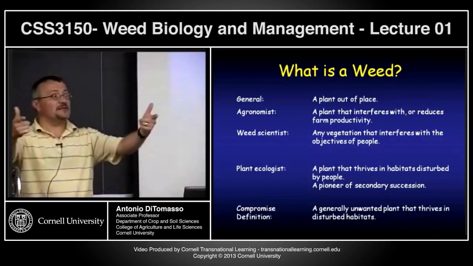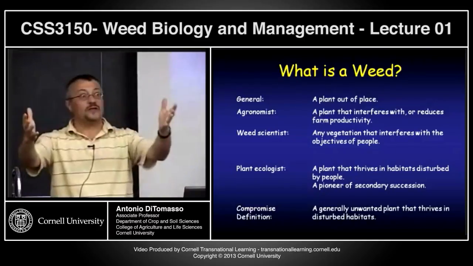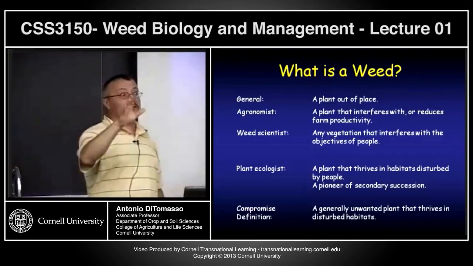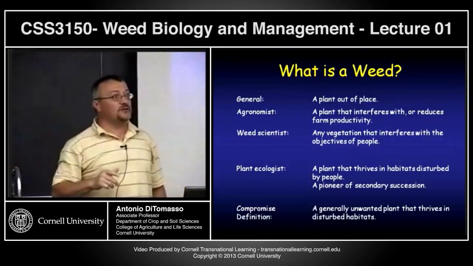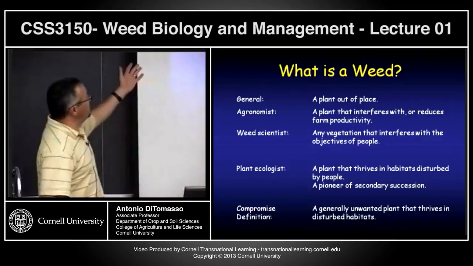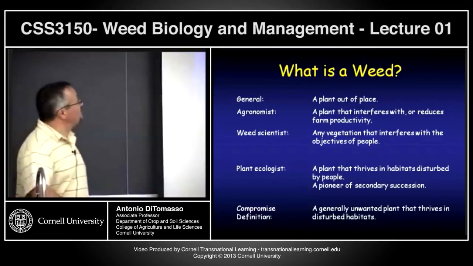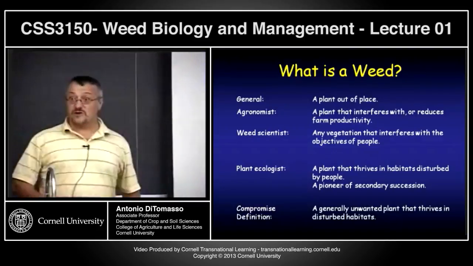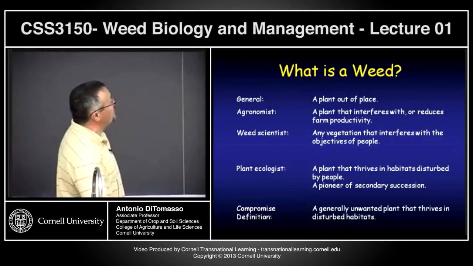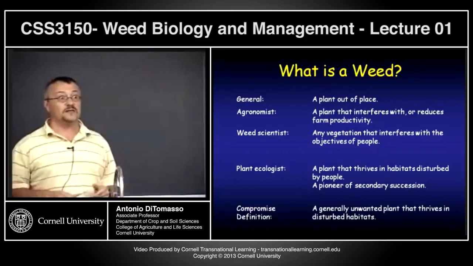So what's a weed? We talked about last class, some of you said it's a plant that's growing out of place. That's a very, very subjective term, and I'll argue that it depends on who you speak to, professionals or not. There's the general term, a plant out of place. For an agronomist, somebody who's working corn and beans, they'll tell you it's a plant that interferes with or reduces farm productivity in many ways.